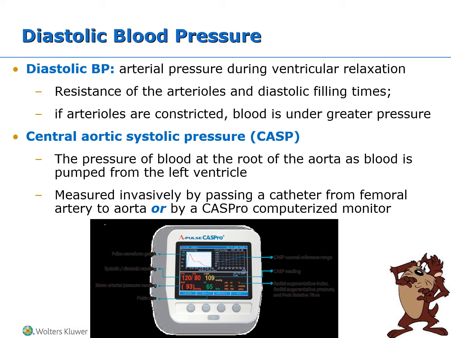Diastolic blood pressure is arterial pressure during ventricular relaxation. It is determined by resistance of the arterioles and diastolic filling times. If the arterioles are constricted, the blood is under greater pressure.